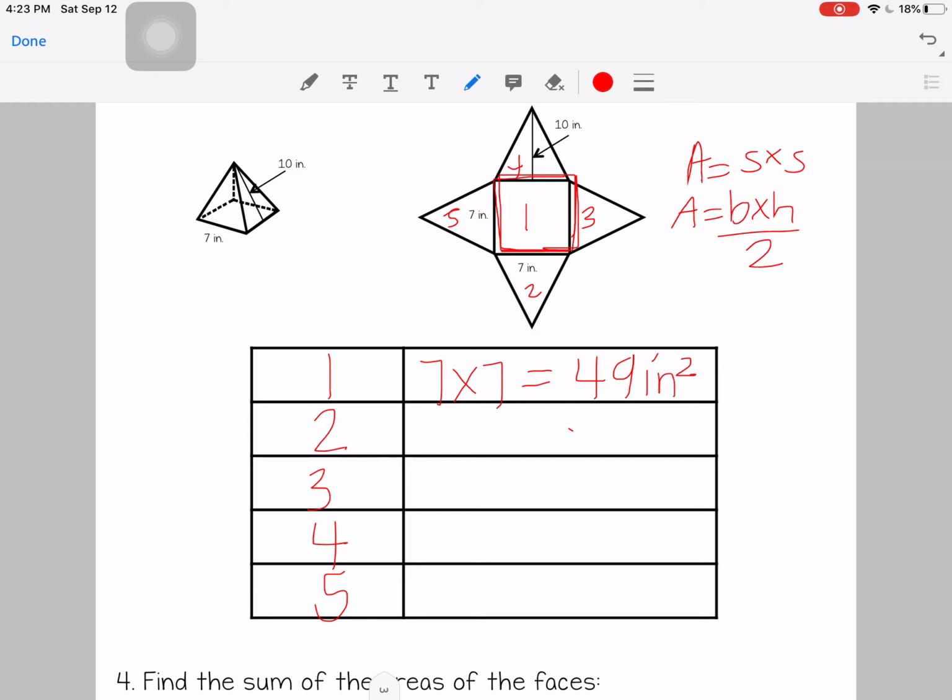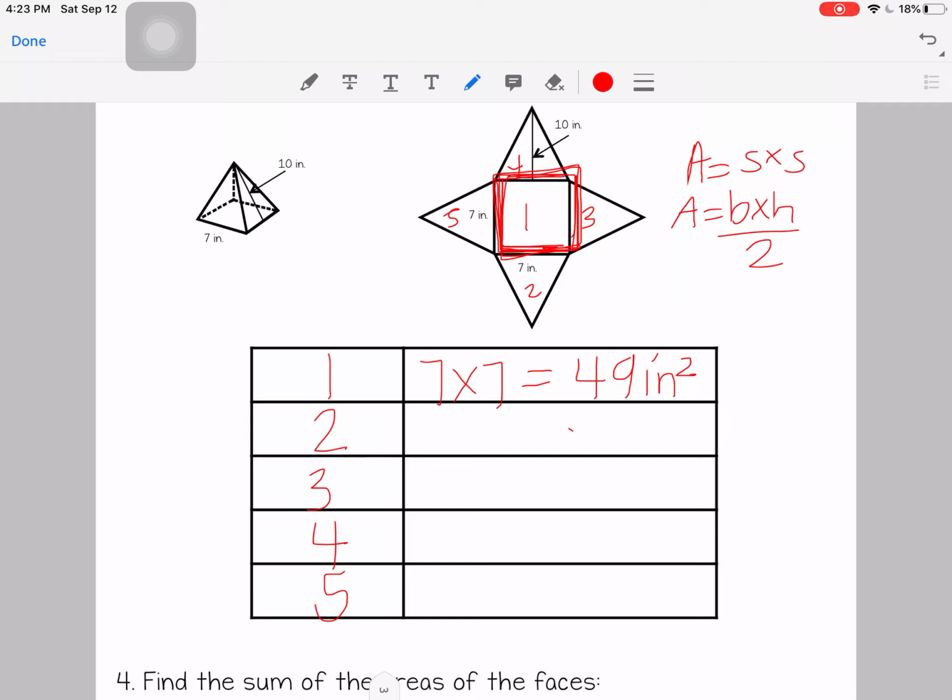Now let's look at our triangles. Our triangles each have a base of 7, right? Because all of our sides are equal, so all of the sides of the square are 7. And then it tells me that it has a height of 10. There's no other heights indicated, so I know that this height of 10 is the same for each triangle. So all 4 triangles are equivalent.